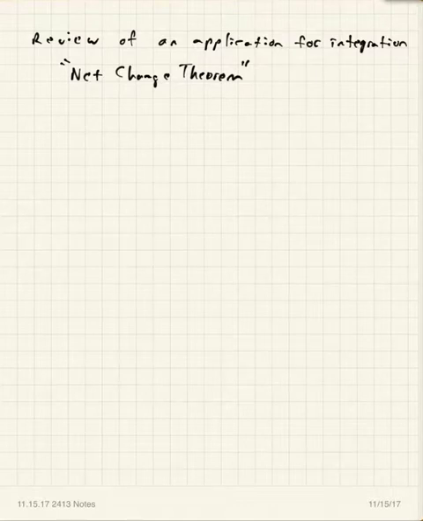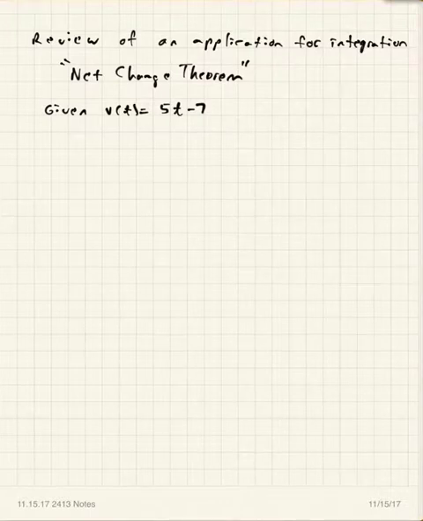So if we are given a velocity function, v of t equals, and I'm just going to start off with a function like this, 5t minus 7. We're going to look at fairly simple functions, so don't worry about anything complicated here. I just want you to get the idea of how to work this. You will have a problem like this on your exam, very similar to what we're doing here. This is very similar to a problem we did at the end of lecture on Monday.